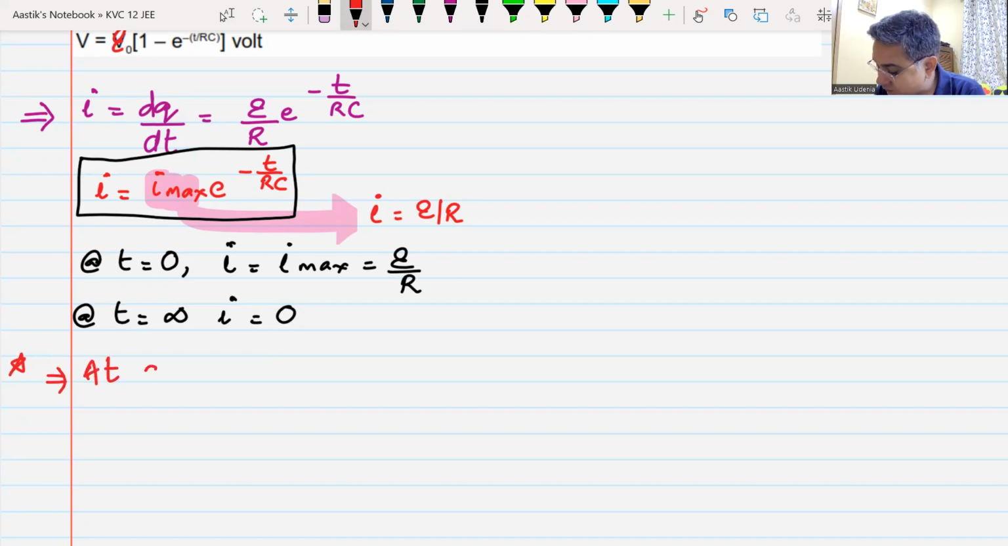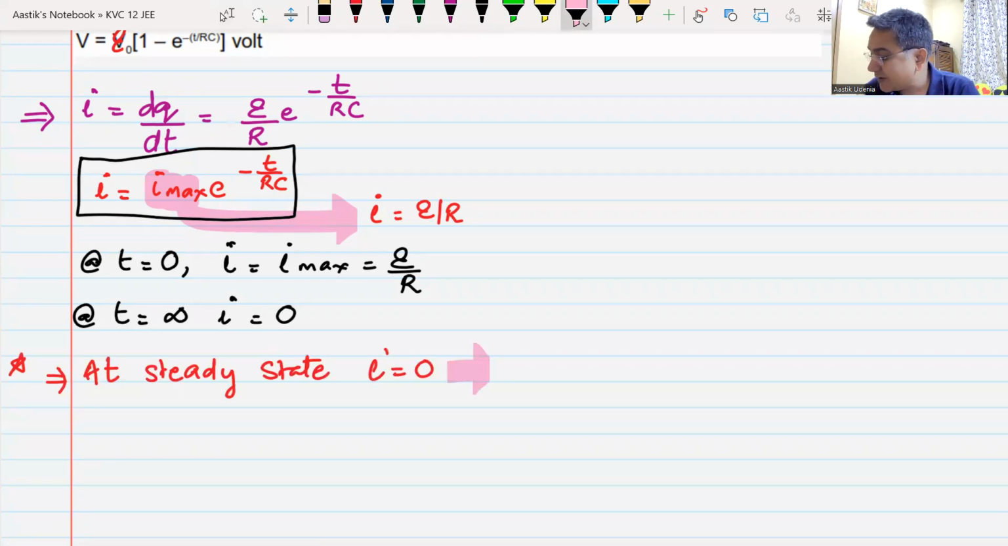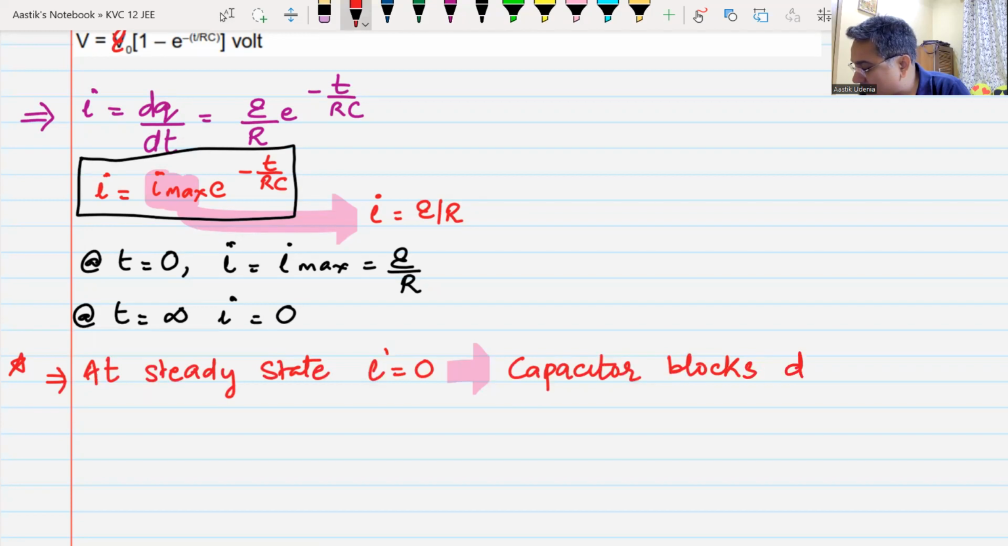At steady state, when the capacitor is fully charged, current becomes equal to 0, or you can say the capacitor blocks current. In fact, this time of charging is very, very small, and therefore we always say that capacitors block DC current, because not even a second, in some milliseconds it will get fully charged, and then it will not allow current to flow through the branch in which the capacitor is placed. Do we understand this?